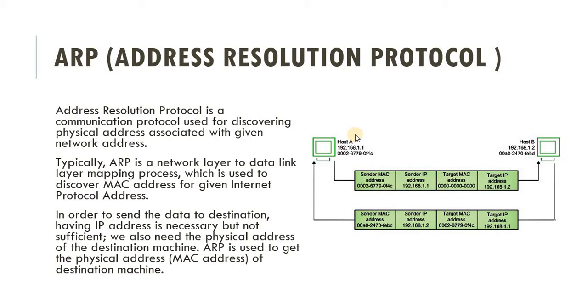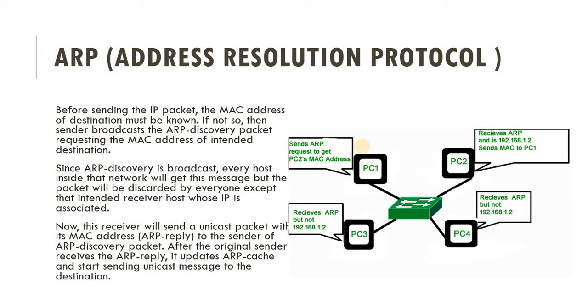As you can see, this is host A. Its IP address is 192.168.1.1 and there is one MAC address associated with it, and this is host B's IP address and its MAC address. But when they are communicating with each other, they are only working on IP addresses, but we need a MAC address also. If we want to fetch the MAC address associated with an IP address, the ARP protocol is used for that. Before sending the IP packet, the MAC address of the destination must be known.